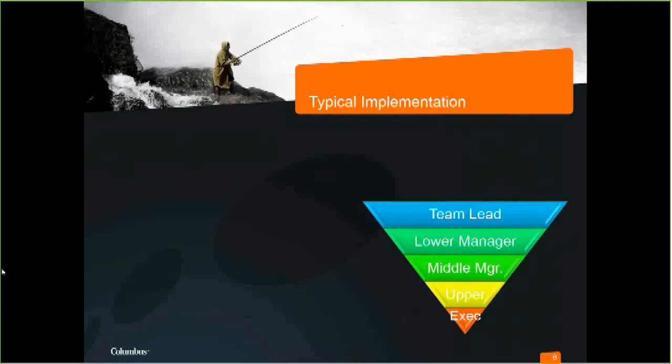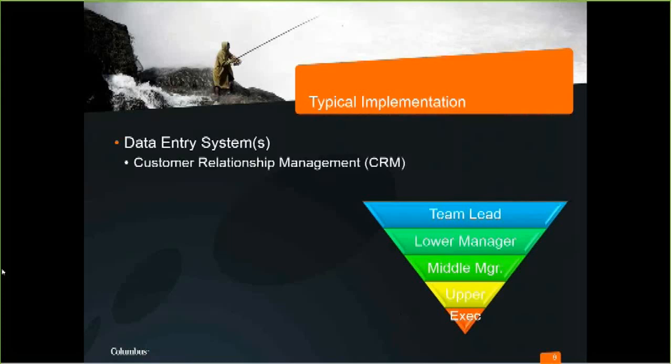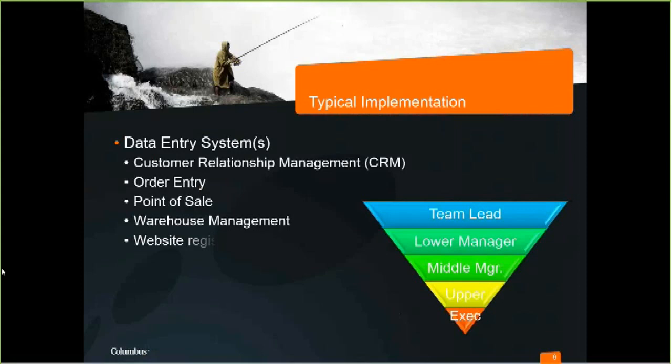Now let's talk about a typical BI implementation. Logically, you would start with some type of data entry system. This could be a CRM system where you're entering customers, responding to customers, and tracking opportunities. You'll have an order entry system where you're entering your sales orders and purchase orders. Point of sale system, warehouse management, internet shopping cart. Once we have the data entry systems in place, and most companies will have multiple data entry systems, then we can talk about a data warehouse.